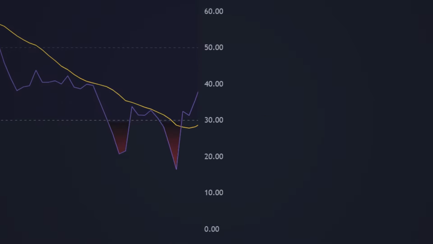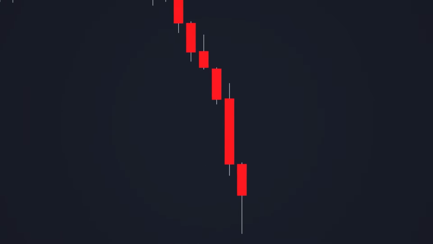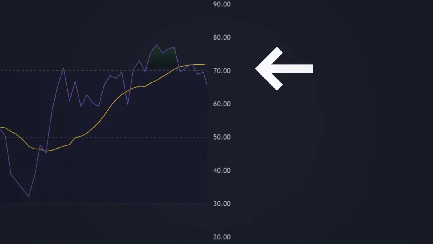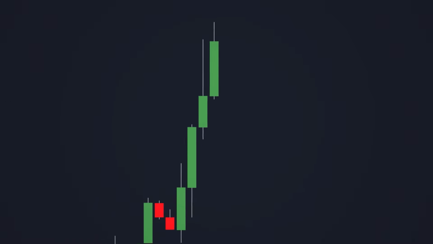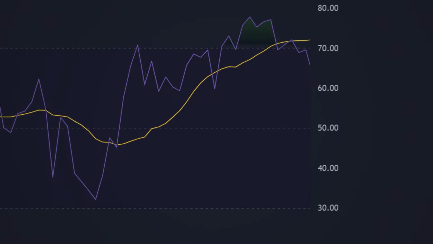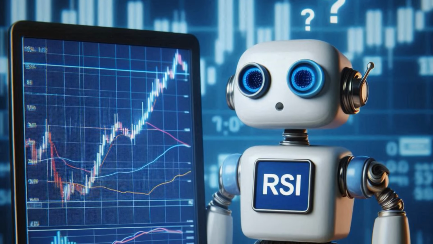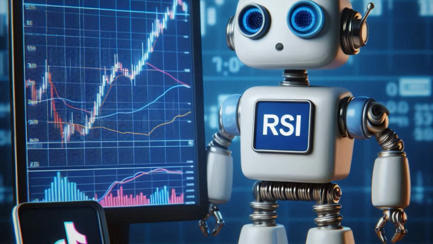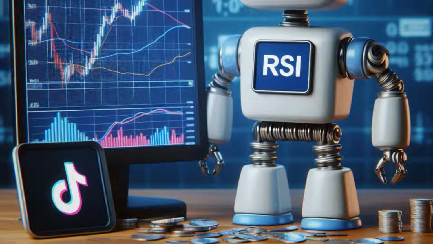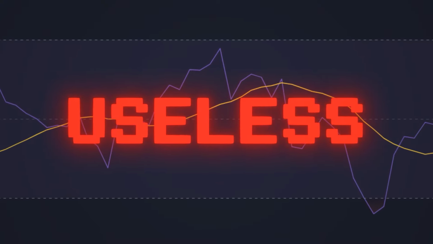Wrong, because here's what actually happens. You see RSI hit 30, you go long, and then price drops like it just got rug pulled. You short at 70, and price decides to become a rocket ship for the next 5 candles. It's like the RSI was daring you to be wrong. You can't keep getting away with it! That's because the RSI doesn't know what's coming. It just reacts to price. It's like trying to predict the next TikTok trend by watching last week's videos. Laggy, late, and useless when things actually shift.